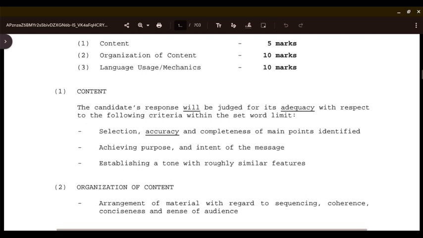Third, establishing a tone with roughly similar features. I want to say this should not be problematic only because you do not get a lot of variation in tone in terms of the extracts I've seen, even before the syllabus, even before this changing exam in 2018. I haven't really seen too much variation in tone. I think there was more variation before the changing exam. Now we tend to get a lot of not necessarily neutral tone, but closer to neutral.